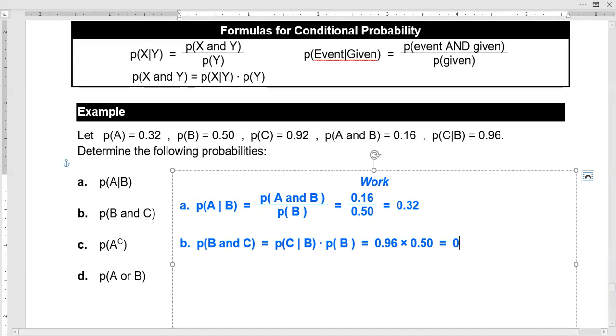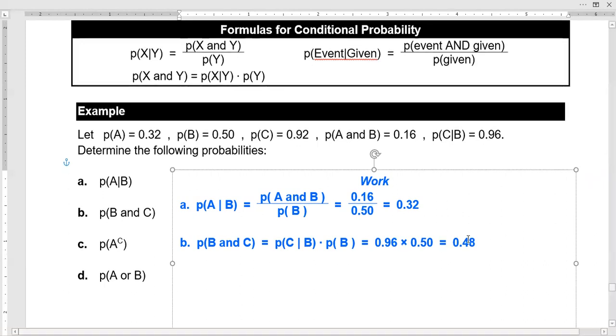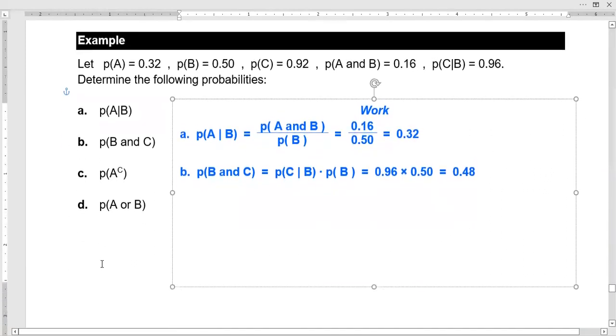And that gives me 0.48. So that would be my answer for part B. Now, parts C and D are review questions for this problem. So if you want to pause the video here and work through these two parts, feel free to do so. And then when you are done, you can unpause and I'll walk through them together, and you can check to see if your work is correct.